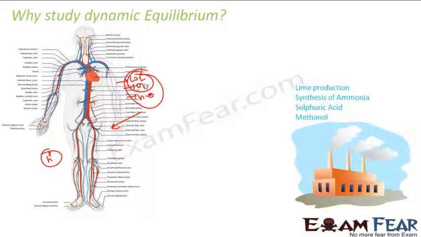Also, the bigger reason why we study equilibrium is that in industries we produce lime and ammonia, and we use the Haber process for this. We'll discuss this in the next 2 slides. Sulfuric acid, methanol, in all these preparations, dynamic equilibrium is involved. Without dynamic equilibrium, you can't do it, because we'll show you the beauty of dynamic equilibrium, where we try to maximize the production of ammonia by learning the behavior of equilibrium and then tweaking those behaviors in our favor to produce the maximum of these outputs, right?